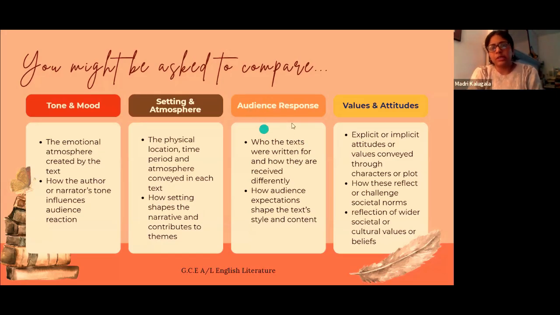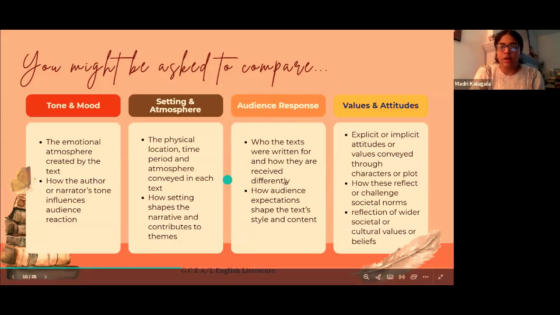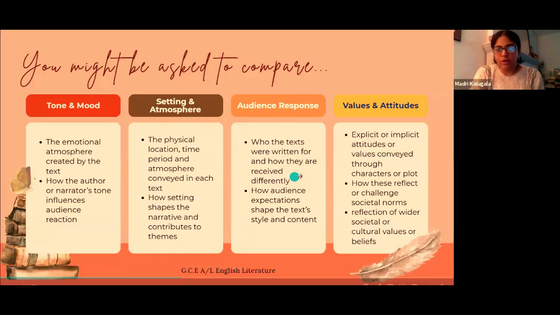Audience response, I think this is important and interesting for you to think about, but I don't think this will be addressed so much in an exam question. Audience, who are the texts written for, helps you gauge a better understanding of maybe the author's purpose or the social message that the author is trying to convey through these, right? And values and attitudes, again connecting to the author's purpose, the social message.